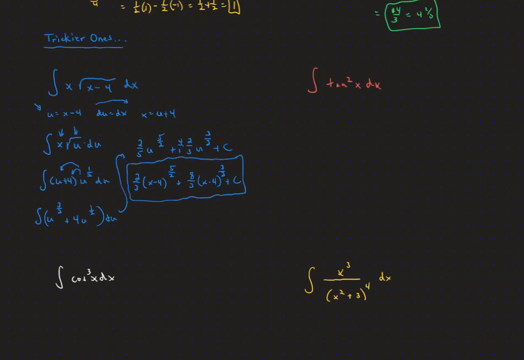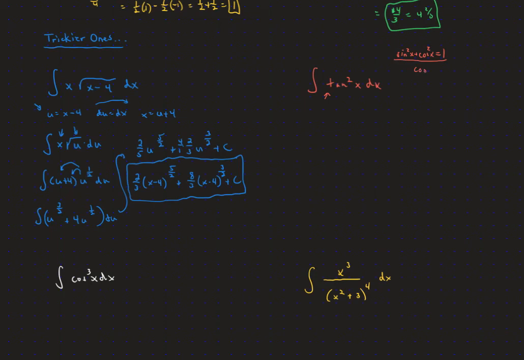The next one is a tough one too, because if we try to make a U substitution, the problem is if we say U is tangent, then du is secant squared, and there's no secant squareds to be found. So when you hit the wall like this, especially with trig functions, we have to think about maybe a clever trig substitution. So we'll go back to our most famous of all trig identities, sine squared plus cosine squared equals 1.